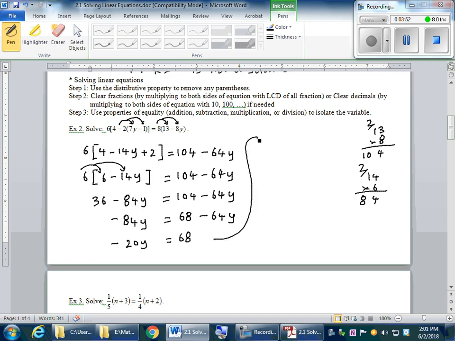Now continuing, we divide both sides by negative 20, which gives y equal to 68 divided by negative 20. It's divisible by 4, so 68 divided by 4 is 17, and 20 divided by 4 is 5. So therefore my final answer is negative 17 over 5.